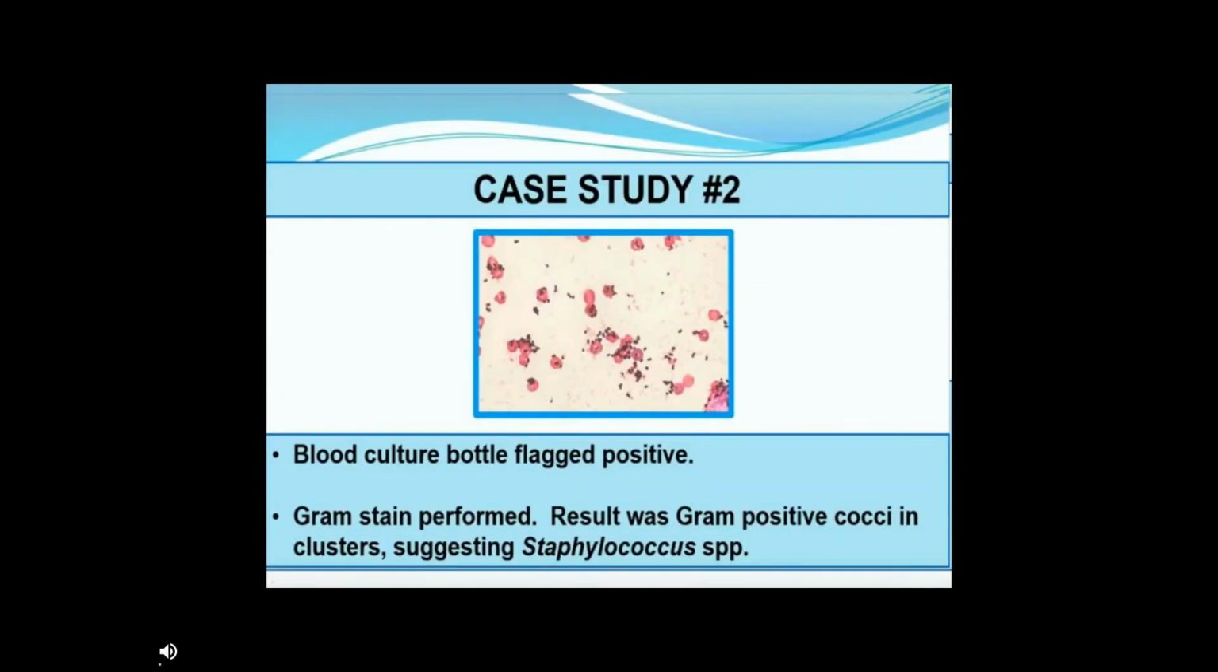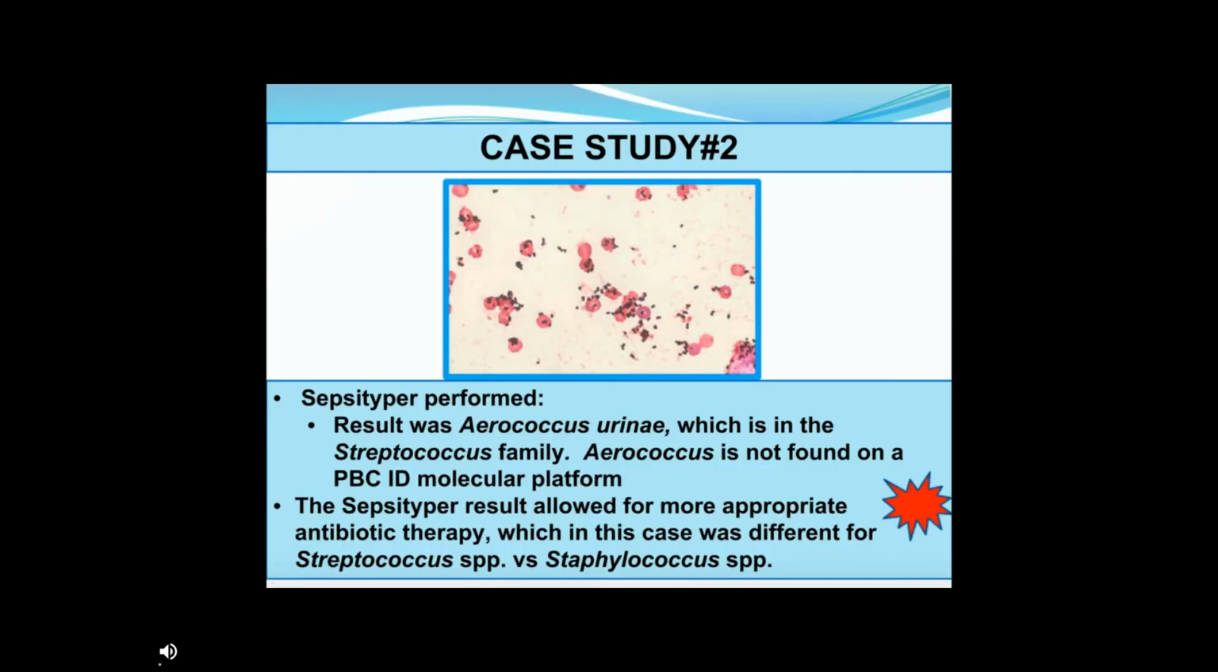The next case study was a positive blood culture flagged, and this one was gram-positive cocci in clusters, suggestive of staph. This is how we report it: if we see gram-positive cocci in clusters, we always say suggesting staph if that's what it looks like to us. Again, we performed the Sepsityper and came out with Aerococcus urinae. You can imagine how surprised we were when this result came out. We were thinking it was going to be a Staph aureus or coag-negative staph. To see that it was an Aerococcus really blew a lot of our techs' minds. We were just like, oh my God, this is amazing.